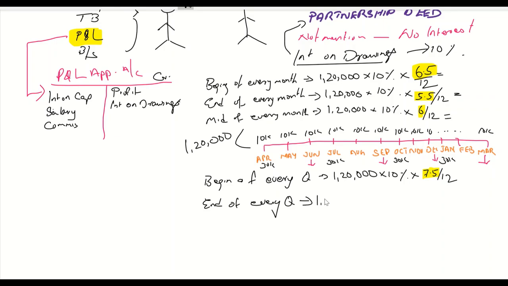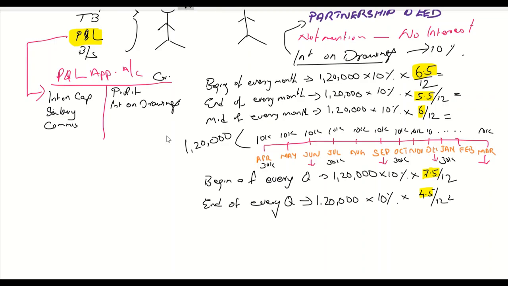Then here also we are going to calculate interest at 10% for 4.5 months, because it is withdrawal at the end of the quarter. So a smaller number of months is to be calculated. If it is beginning of month, it is 6.5 months. If it is end of every month, 5.5 months. If it is mid of every month, then it is 6 months. Beginning of every quarter, 7.5 months. End of every quarter, it will be 4.5 months.